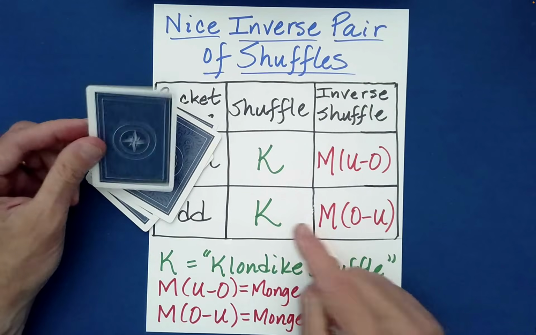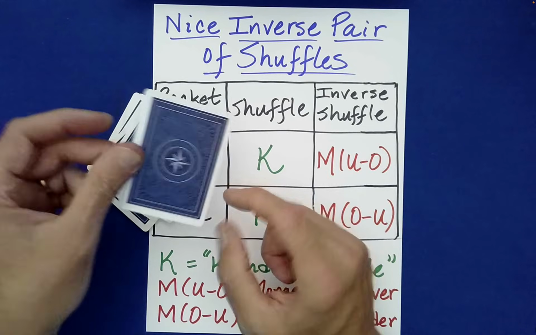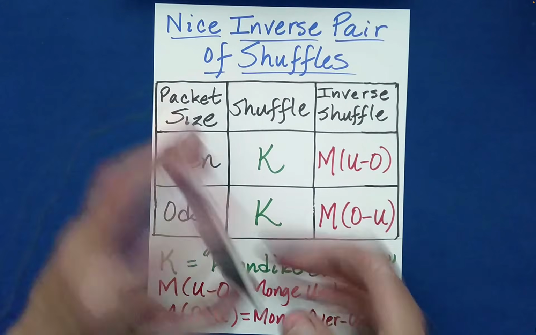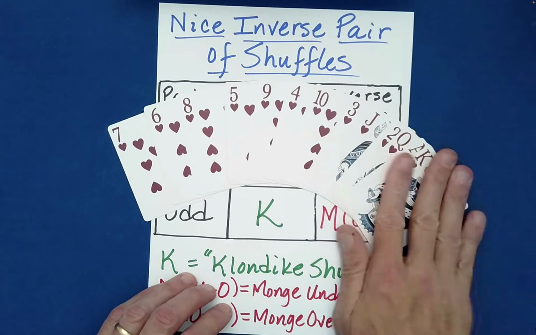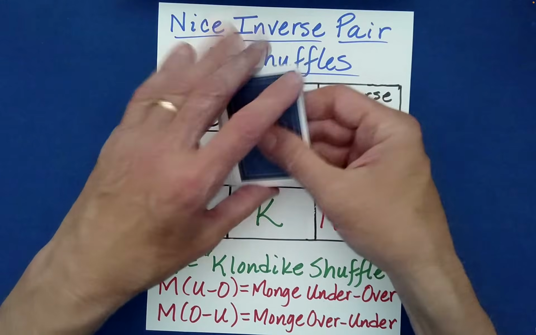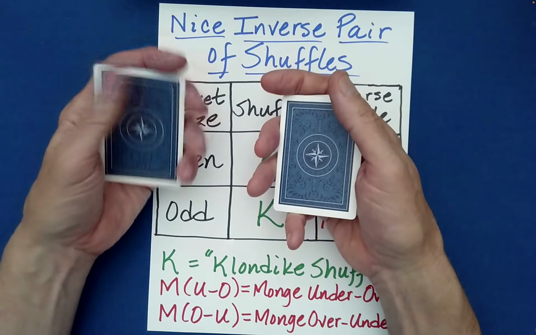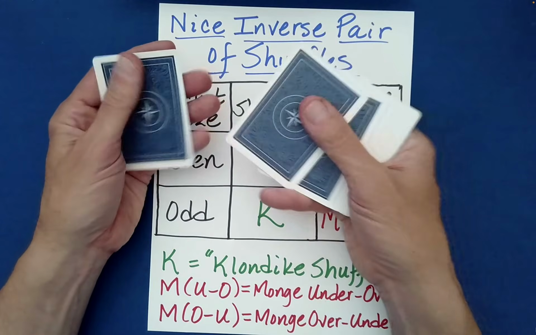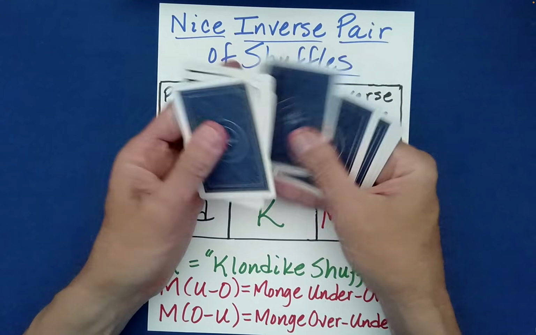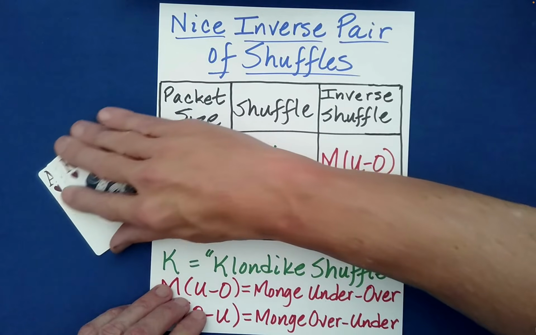Of course, since we have an odd number of cards, when you perform the Klondike shuffle, you'll finish with a single card. You'd expect that since it's an odd size packet. Once again, I can show you the cards are pretty scrambled, pretty mixed up there. Then if we perform an over-under, this time you push the top card into your other hand, and now the next card goes over, then under, over, under, over, under, over, under, over, under, over, under. And that will bring it back to its original state.